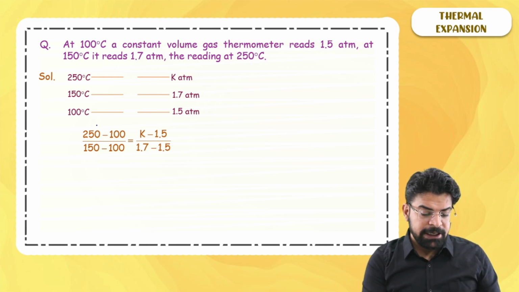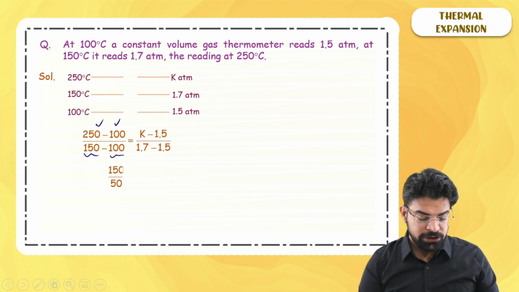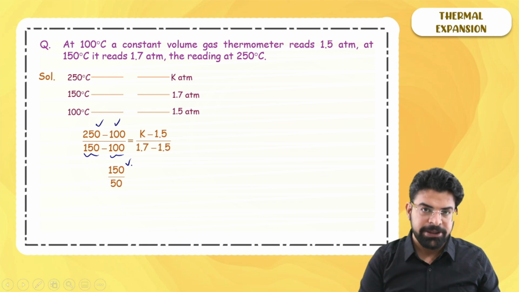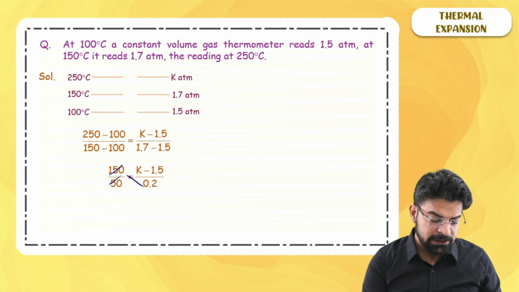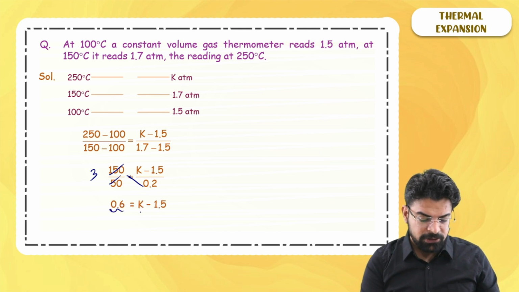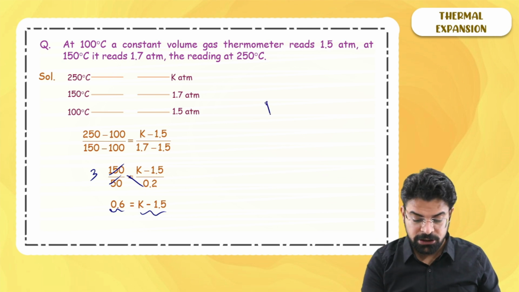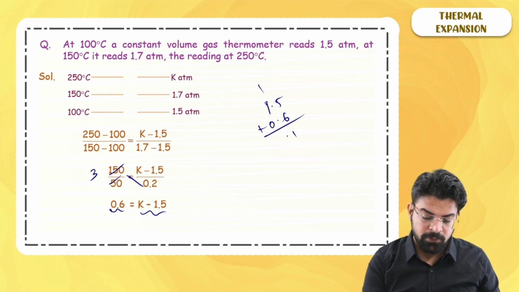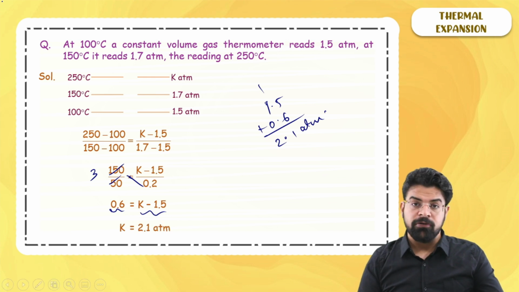So on the left hand side you get 250 minus 100, 150, in the denominator 150 minus 100, that is 50. So you get 150 by 50, which will become 3, equals (K minus 1.5) by 0.2. So you can bring this 0.2 and multiply it with 3, and 3 times 0.2 is 0.6. So, bachcho, you get 0.6 equals K minus 1.5. So K has to be 1.5 plus 0.6. So that gives you 2.1 atm. So K comes out to be equal to 2.1 atm.